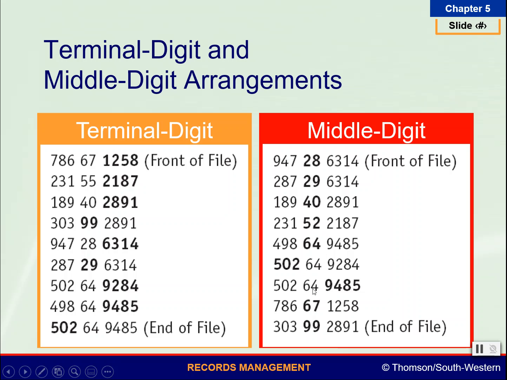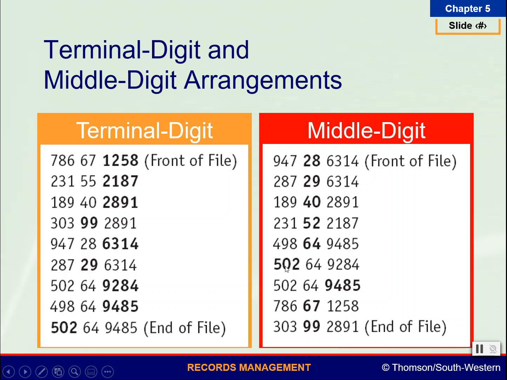You have three same middle digit numbers, so you need to read the second unit. The second unit is on your left. Okay, so you can see 498, 502, and 502. Now 498 and 502, of course 498 is the lowest compared to 502.